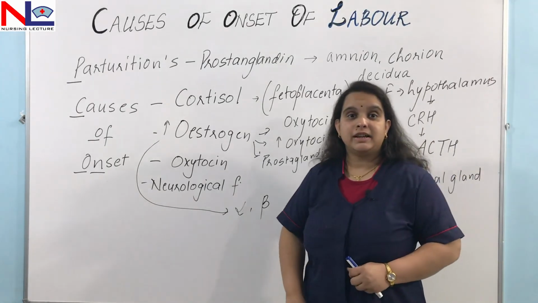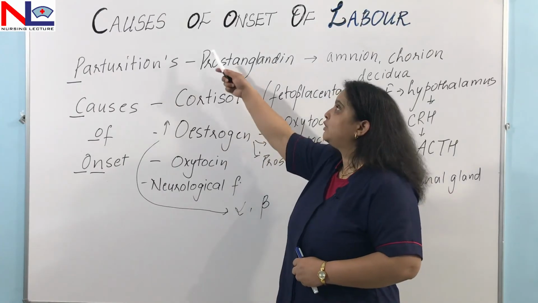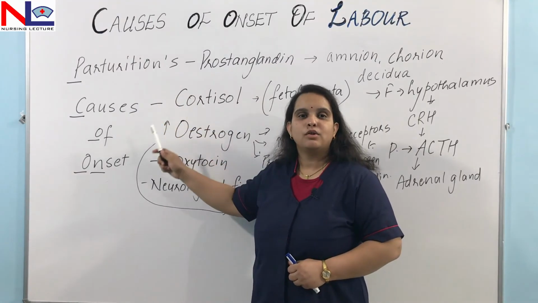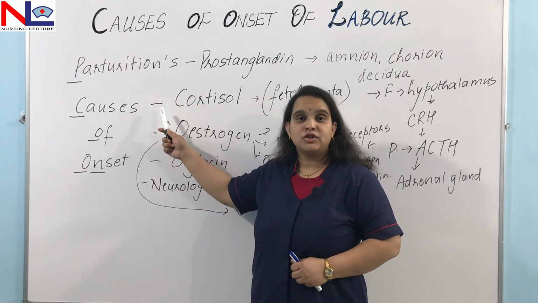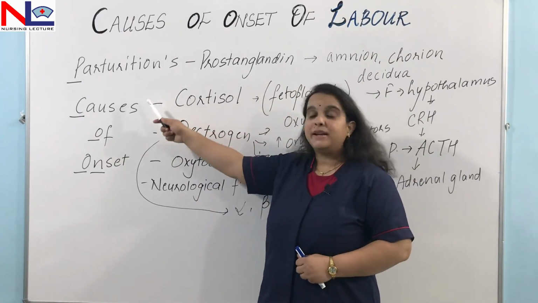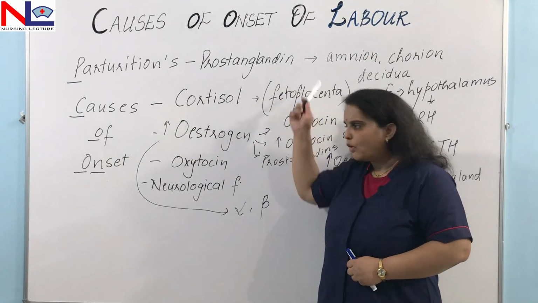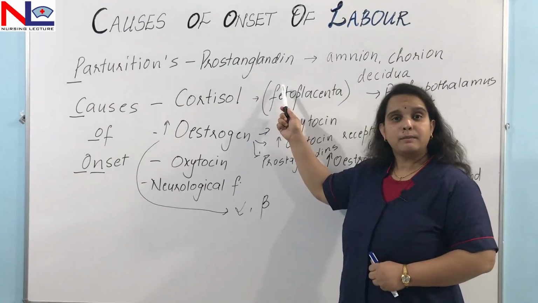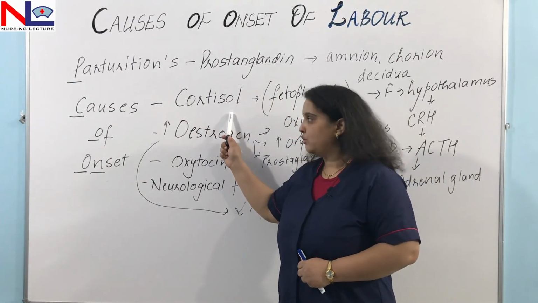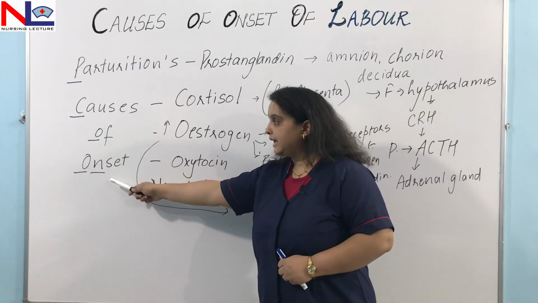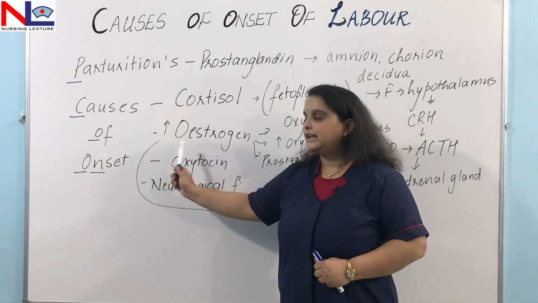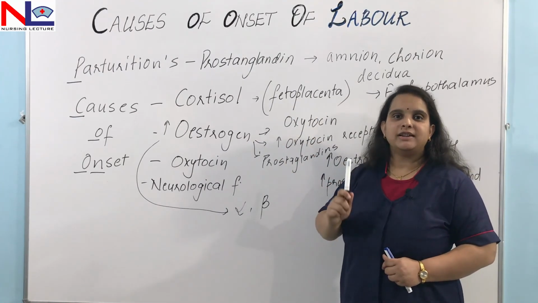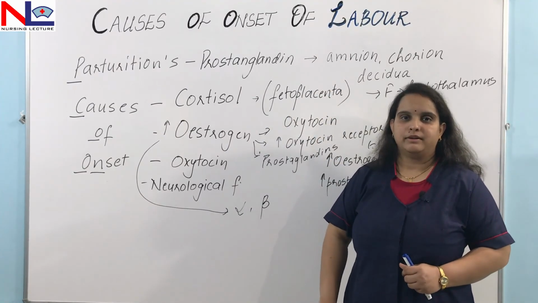So in this lecture we have seen the trick to understand the causes of onset of labor. And what is the trick? That is Parturition Causes of ONset, and parturition is another name for labor. So P stands for prostaglandin, C means cortisol, O estrogen, then another O, that is oxytocin, and N means neurological factor. These are the responsible factors which initiate and maintain the process of labor. Thank you.